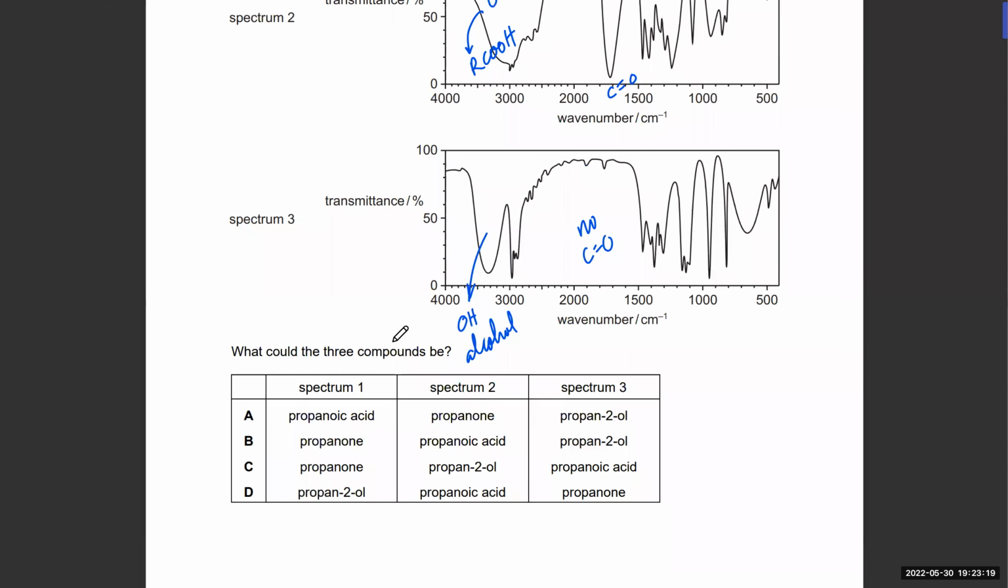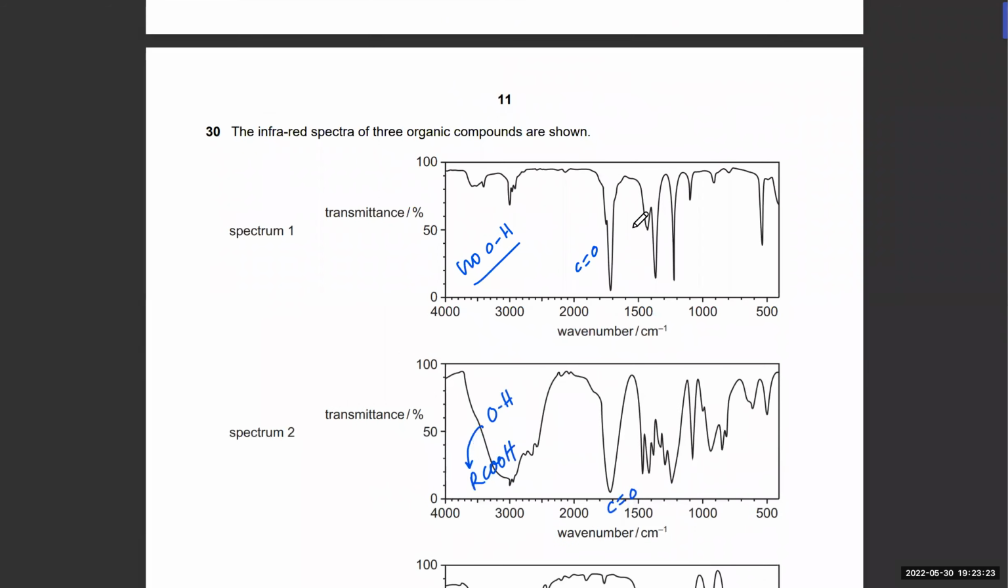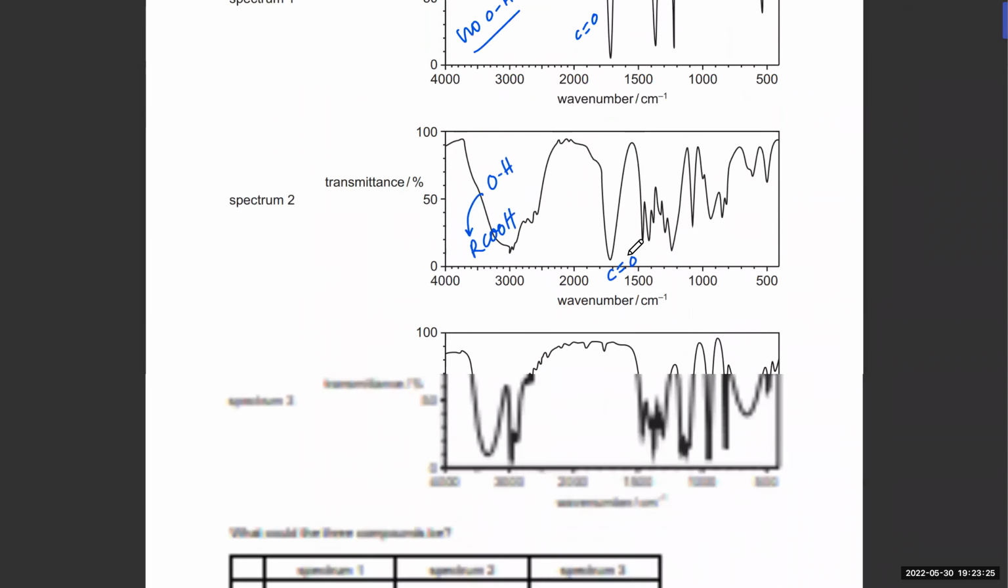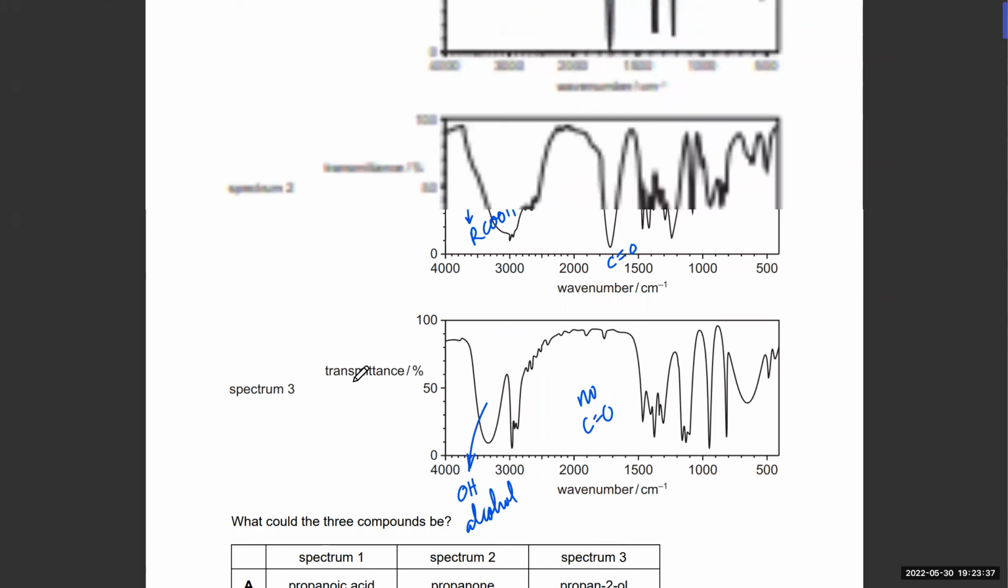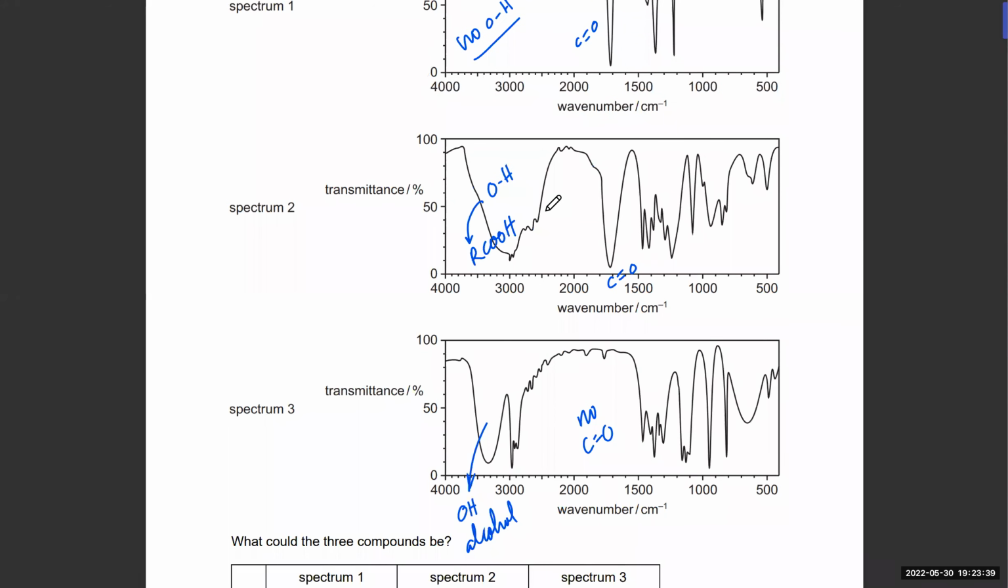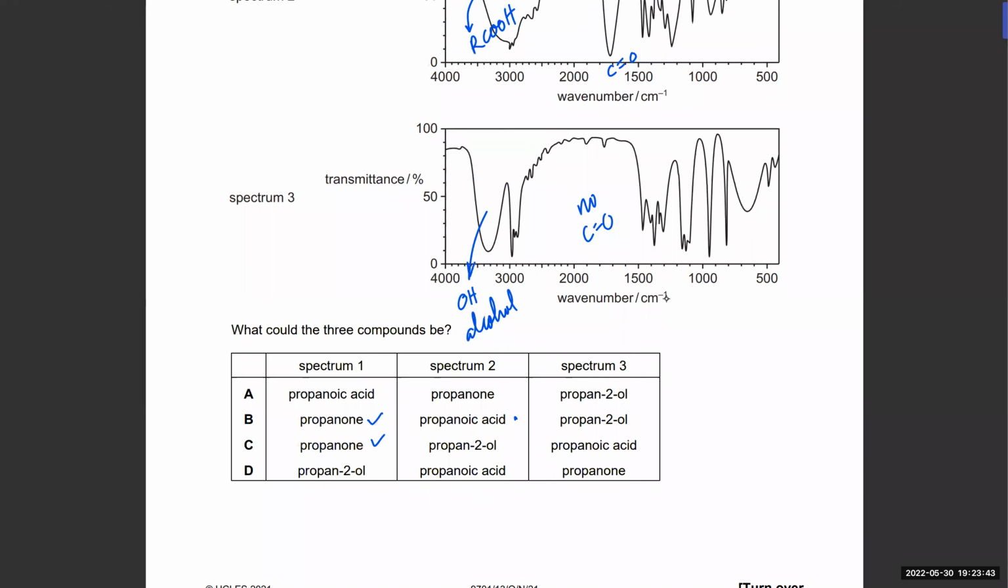So which could the 3 lines belong to? Spectrum number 1 is just a C double bond O, so it would be a ketone, right? It can't be a carboxylic acid, it can't be an alcohol. The next one, because this one is a carboxylic acid, so spectrum number 2, that's a carboxylic acid. So it's going to be B. And the last one is a normal alcohol.